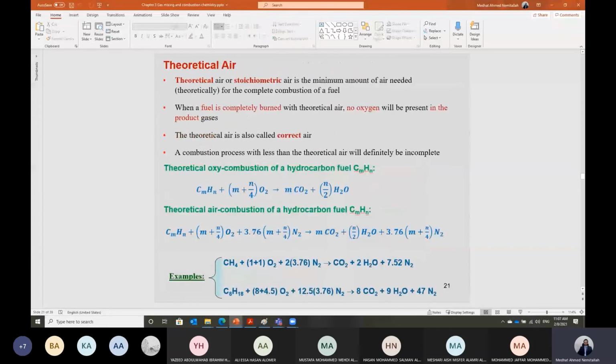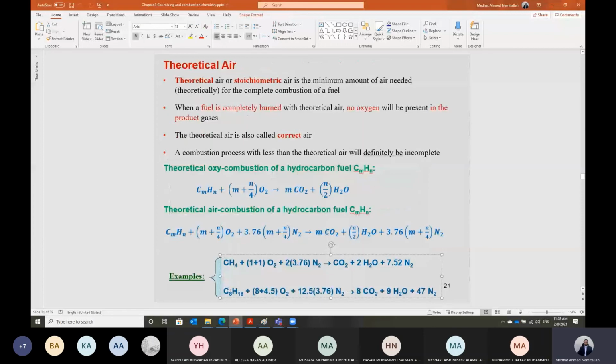Okay. For theoretical air, which is actually just the exact amount of air needed, gamma is M plus N over 4. Like if we have methane, burn it theoretically with air, O2 plus 3.76 N2. So gamma will equal M, which is 1, plus N over 4. N is equal to 4, so 4 over 4 will be 1, so 1 plus 1 will be 2.